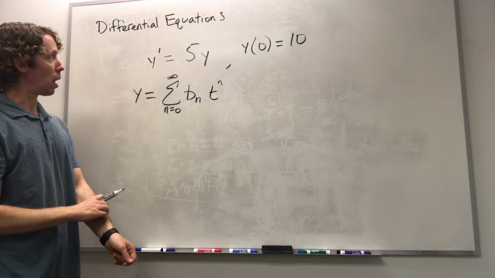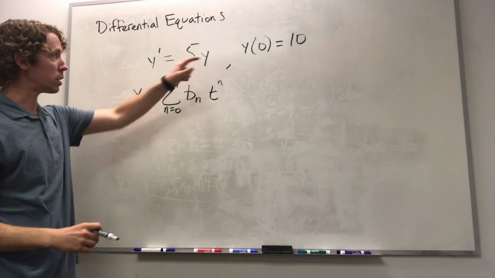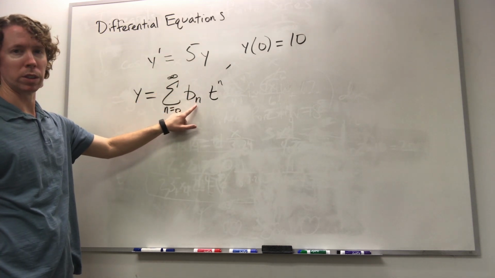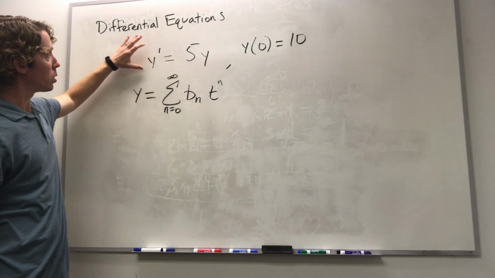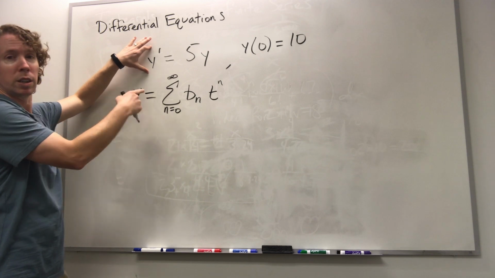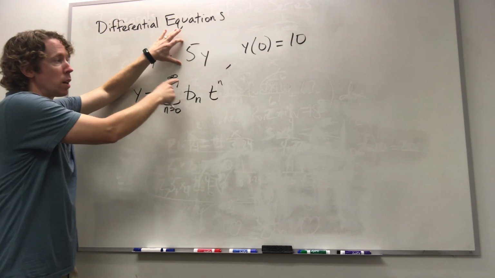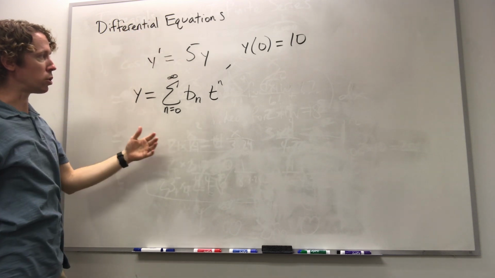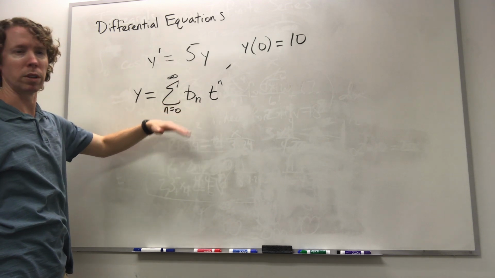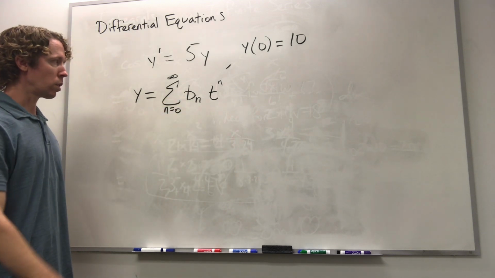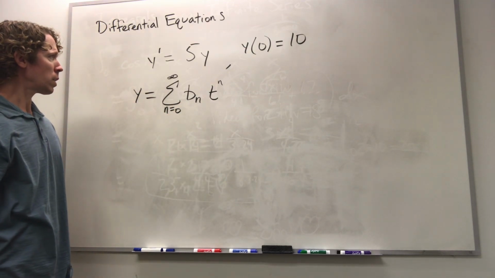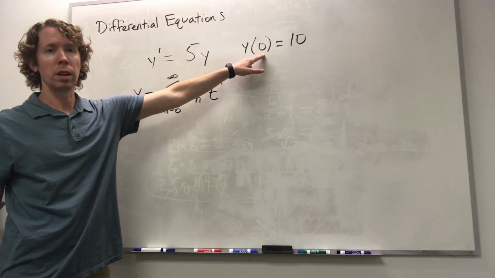What I know about this is that if I plug in 0 for t, I should get out 10. That will allow me to solve for one of these constants, b0. And then also, if I take the derivative of this function, the series that I get should be equal to 5 times this series. That will give me a relationship between the different coefficients, and I'll be able to recursively figure out the pattern for what these bn's should be. So I'll start out by plugging in t equals 0.